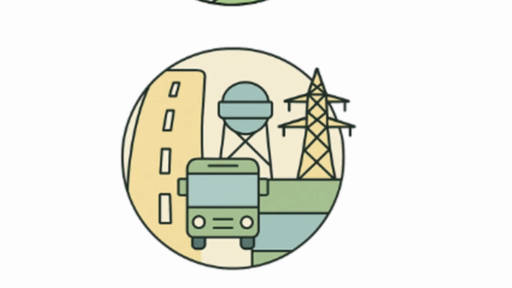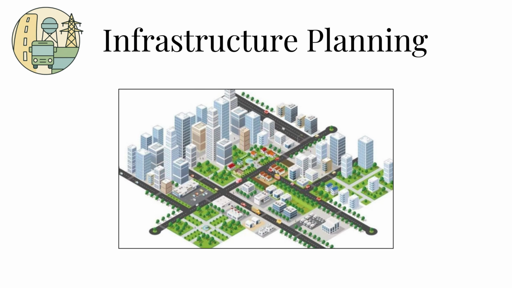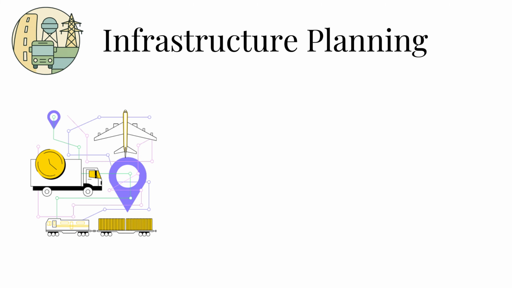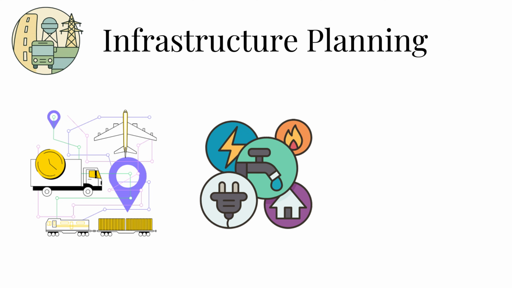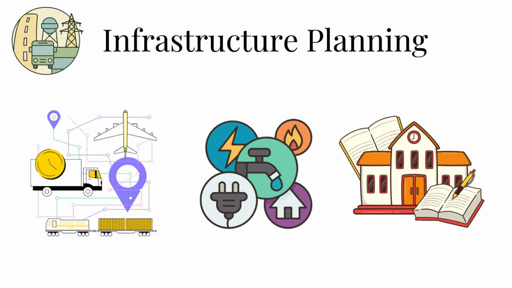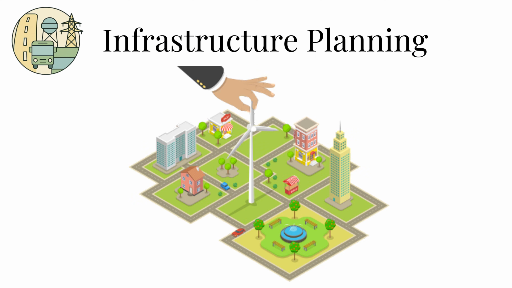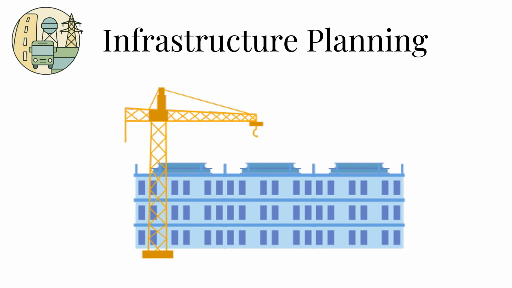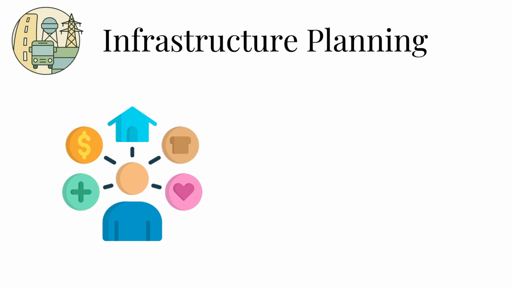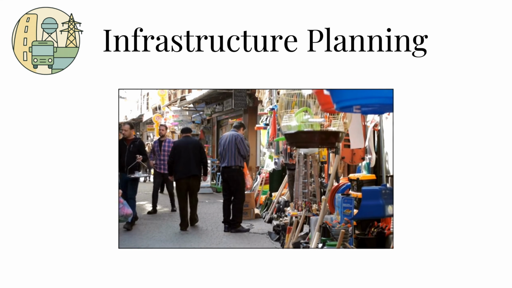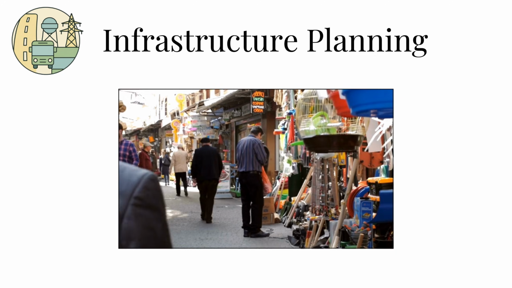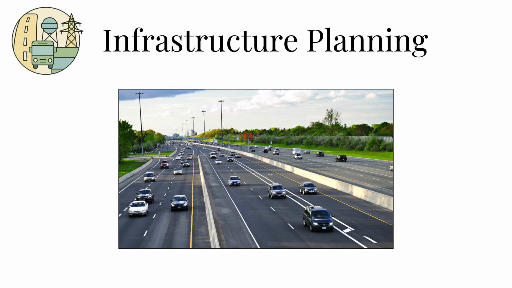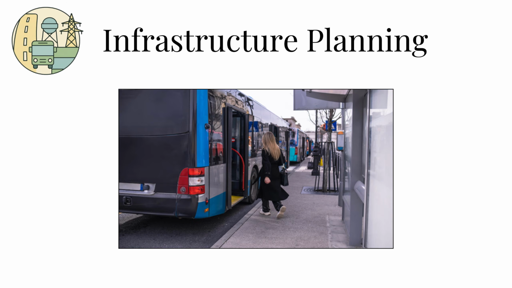Infrastructure planning. Infrastructure planning deals with the core systems and facilities that keep a city running. This includes transportation networks, utilities, and public facilities. Planners in this area figure out what infrastructure is needed, where to put it, and when to build or upgrade it to support the community's needs now and in the future. You experience the results of infrastructure planning every day, when you turn on the tap and clean water comes out, or when you drive on a highway or take a bus.